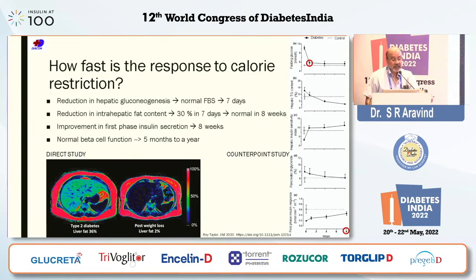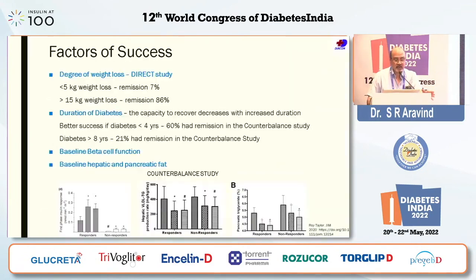So it is possible to give this kind of calorie restriction to make them lose weight and to reverse the metabolic changes. Now the question is, can we do it in real life? Can we do it in our patients? Research has proved that it is possible at this level to actually make changes. Now the factors of success: less than 5 kg weight loss, remission is only 7%. More than 15 kg weight loss, remission is 86%. And duration of diabetes is a very important thing, because the capacity to recover decreases with increased duration.